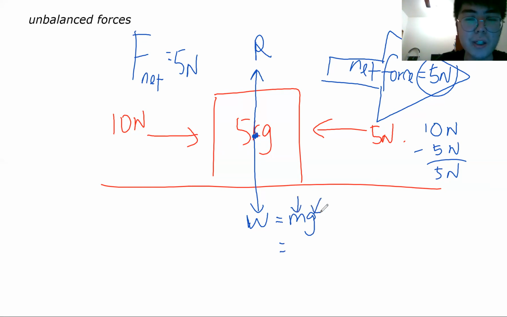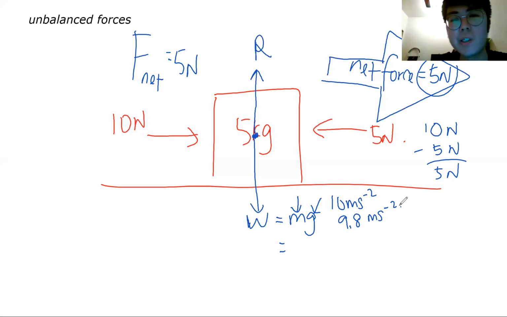G is the gravitational acceleration, which is usually 10 meters per second squared, or sometimes we use 9.8 meters per second squared. It depends on your question. In this case, we use 10 for simplicity. So 5 kg times 10 is 50 Newton. This is the weight. Weight is 50 Newton.